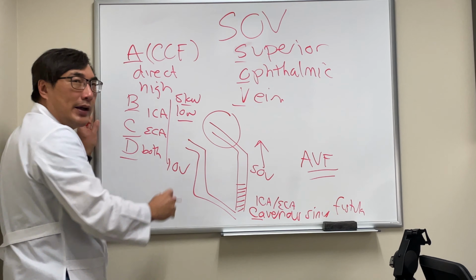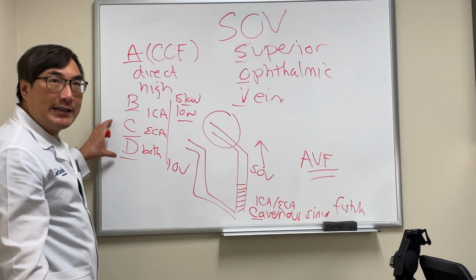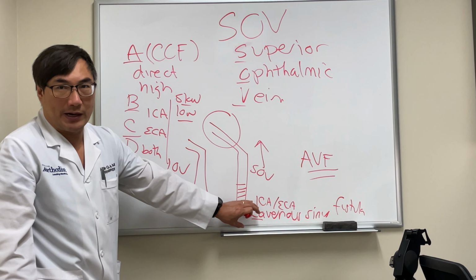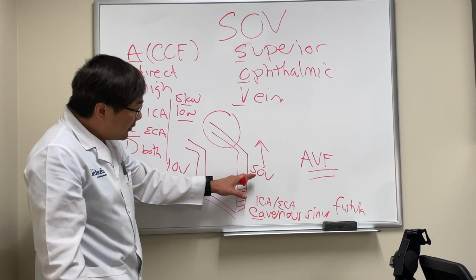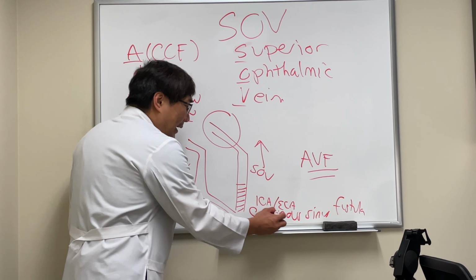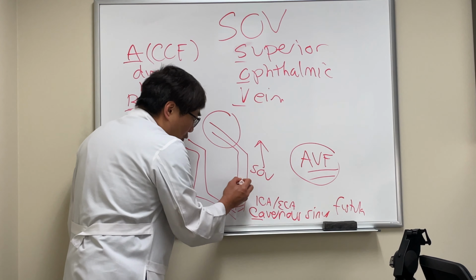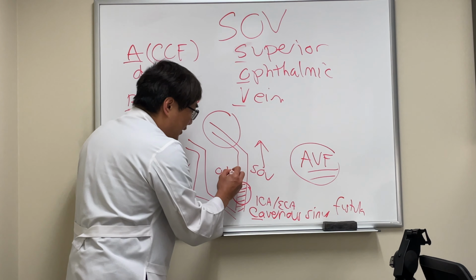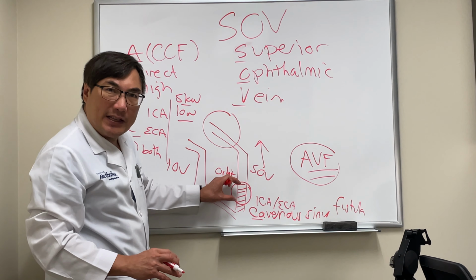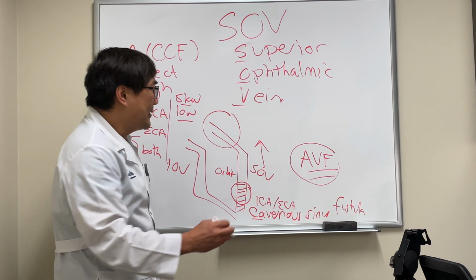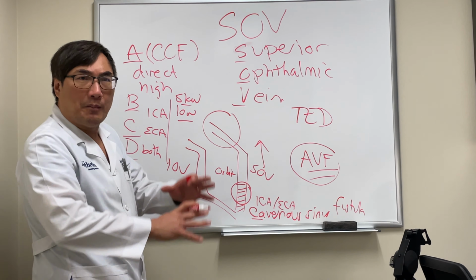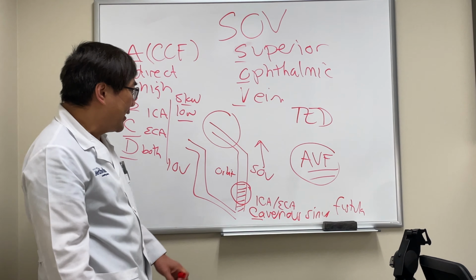So there are slow, low flow fistulas, B, C, D, in the Barrow classification, because they're just meningeal branches of the ICA and ECA. The other thing that can cause the SOV to get enlarged or thrombosed is the same problem of a fistula, but in the orbit instead of the cavernous sinus. Or if you just have something pressing on the SOV, like a mass or thyroid eye disease. Thyroid eye disease can also cause SOV enlargement just from mass effect pressing on the vein drainage system.